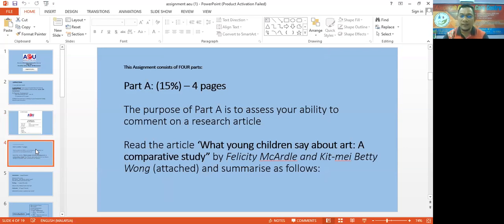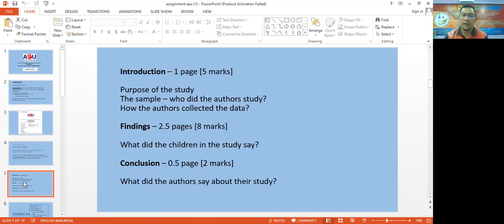Read the article, What Young Children Say About Art, a comparative study by Felicity McAdams and Kit May Betty Wong. It is attached with your assignment. Just read it two or three times to understand the content of the research article. What you need to do first is the introduction, and then findings, and then conclusion.